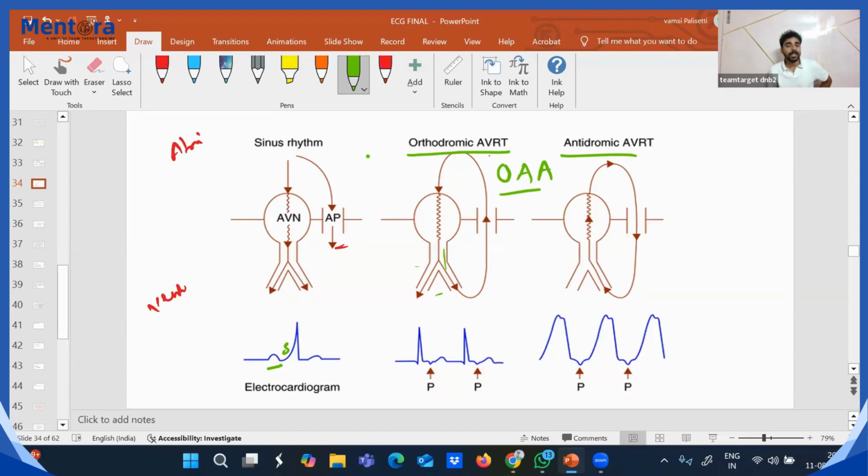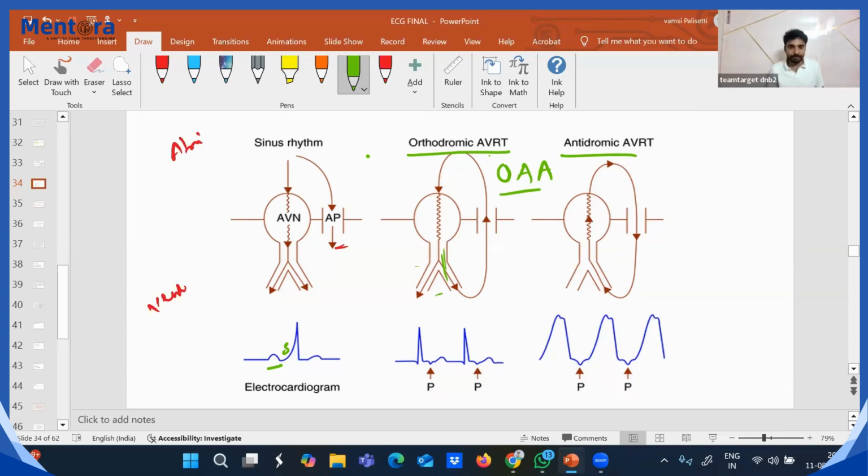Clear? So in the orthodromic pathway, the impulse is going through the AV node and exciting the ventricles, and again going to the atria via the accessory pathway. In the antidromic pathway, the impulse is going through the accessory pathway and exciting the ventricles, and the impulse is going via the AV node to the atria. That is the thing. So can you repeat orthodromic again?